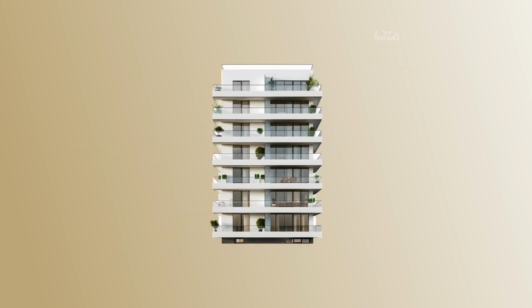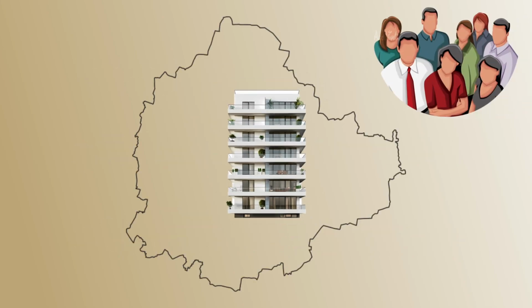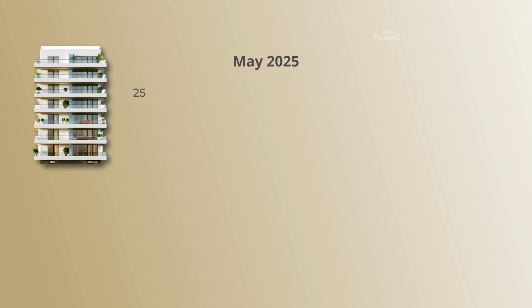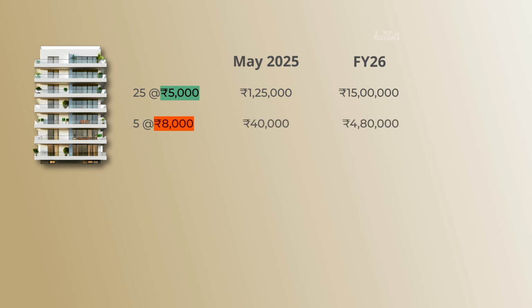Now, what do I mean by all sources? Let's understand this with a simple scenario. Imagine you live in a society of 30 apartments in Bangalore and you are part of the MC. For May 2025, on 25 apartments, you collect maintenance at 5k. This is within the threshold, so 1.25 lakh per month and 15 lakh for the year. On the remaining 5 apartments at 8k, this is more than the threshold, so 40k per month and 4.8 lakh per annum. In addition to this, let's say you earn interest on your FD, that's basically your corpus, of 1 lakh for the year. So your annual income is 20.8 lakh.